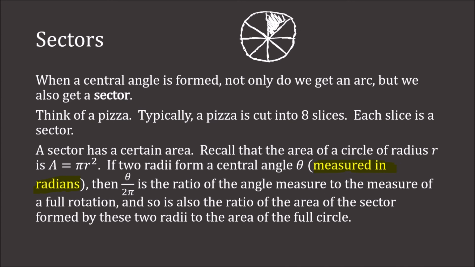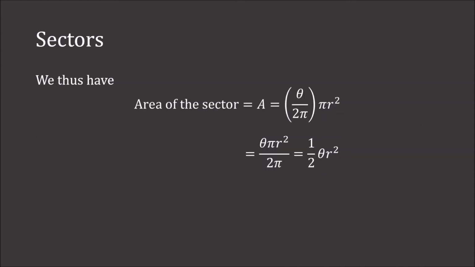So we would thus have that the area of the sector would be theta over 2 pi times pi r squared, which is theta pi r squared over 2 pi. The pi's will drop out, and we have 1/2 theta r squared. So this right here is the area of our sector.